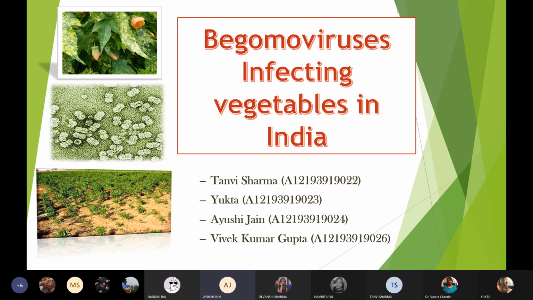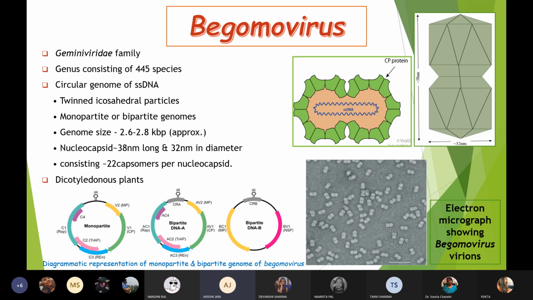So good afternoon, everyone. Today our group is presenting on the topic Begomoviruses infecting vegetables in India. So, speaking of Begomovirus, it is a genus of single-stranded DNA virus in the family Geminiviridae. It is the largest genus consisting of 445 species as per the last data released by ICTV in 2020. The name Begomovirus is obtained from bean golden mosaic virus.